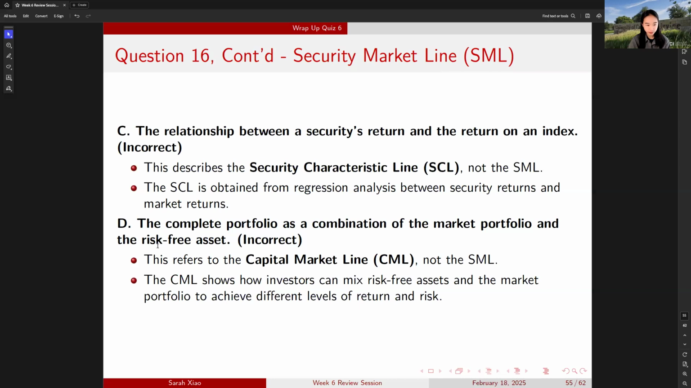Option D, the complete portfolio as a combination of the market portfolio and the risk-free assets. This statement refers to the capital market line again, not the security market line. The capital market line shows how investors can mix risk-free assets and the market portfolio to achieve different levels of return and risk.